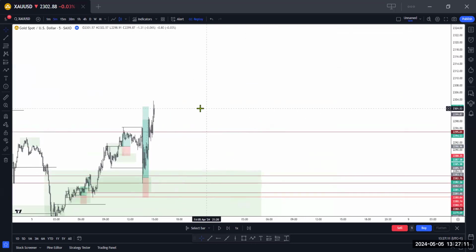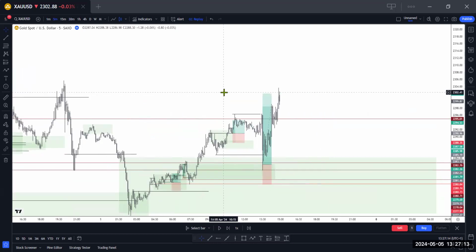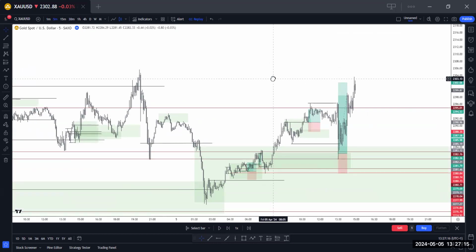So let's see. Did we encounter any loss? No. Why? Because we have rules. If I don't get engulfing, I'm not interested. If I don't get MSU, I'm not interested. I just wait. I simply wait.